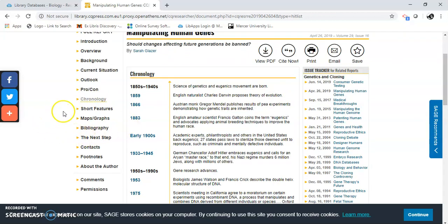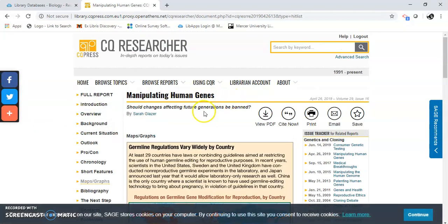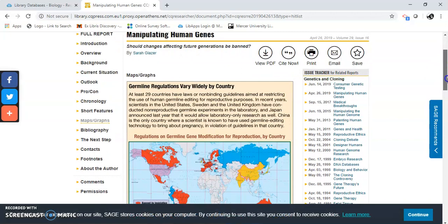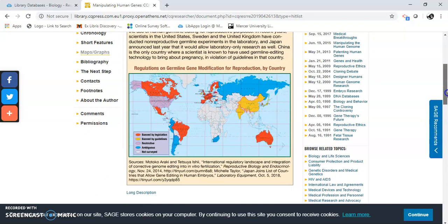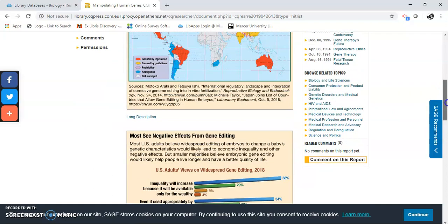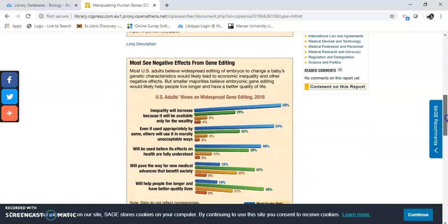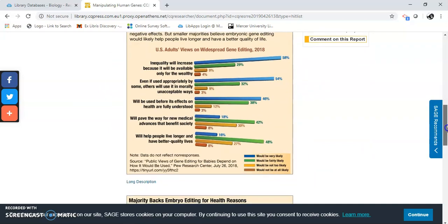The other thing I want to point out, these maps and graphs. This is where you find good stats. So here it is, maps and graphs. Regulations on germline gene modification. Okay. And it gives you the source down here. Okay. Keep going. So you can use these for your paper. Okay. Long description. Source public views of gene editing.